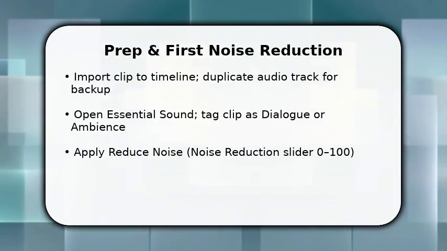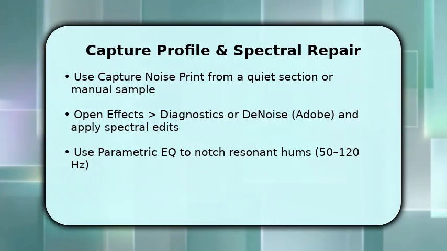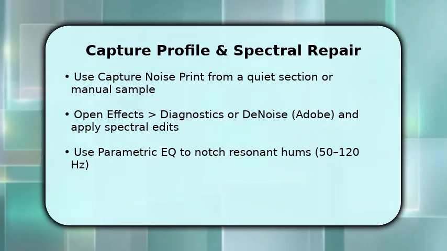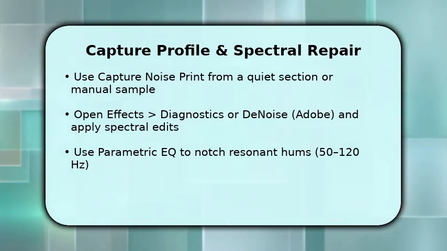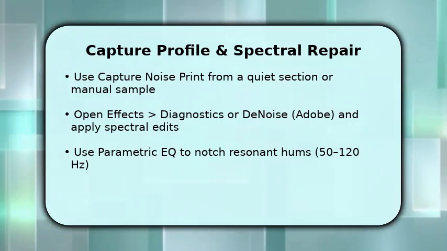If noise persists, capture a noise print next. Next, you capture a noise print from a quiet section so Premiere can learn the unwanted profile. Then apply the Denoise or Adaptive Noise Reduction effect and feed the noise print into it. This tells the algorithm what to subtract.